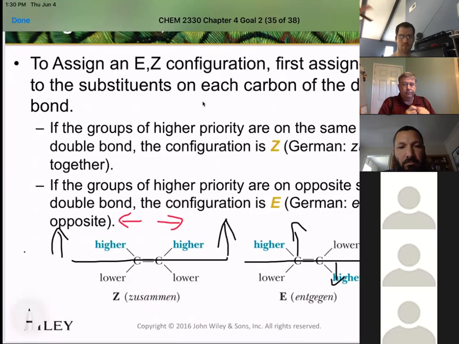And then, wow. But now we have to figure out what it means by higher priority.